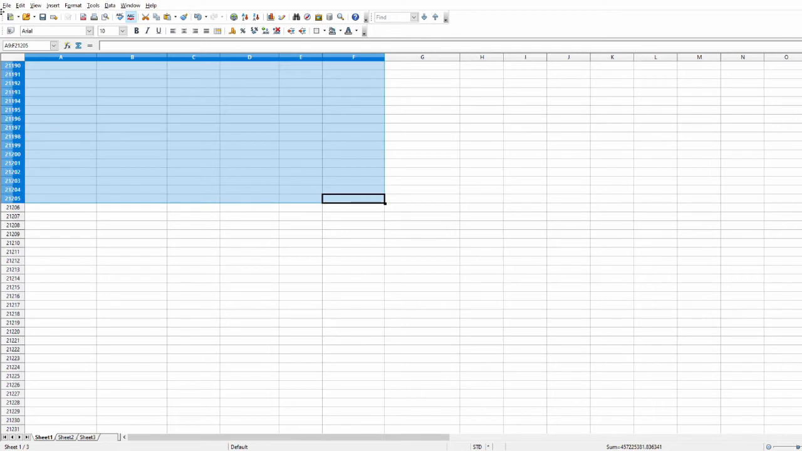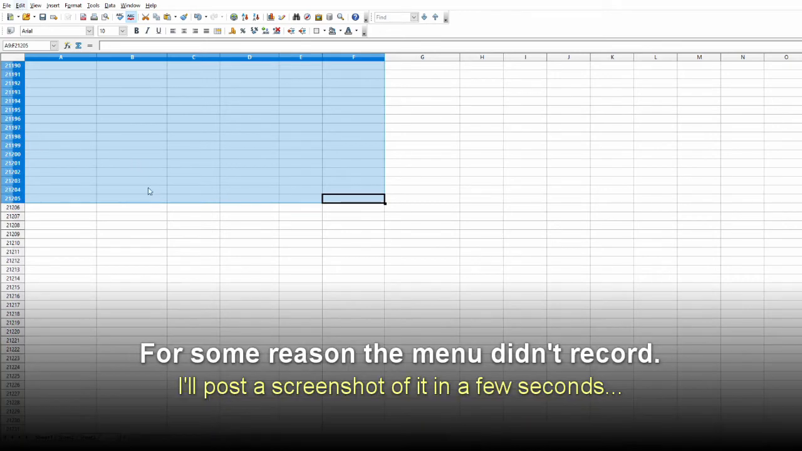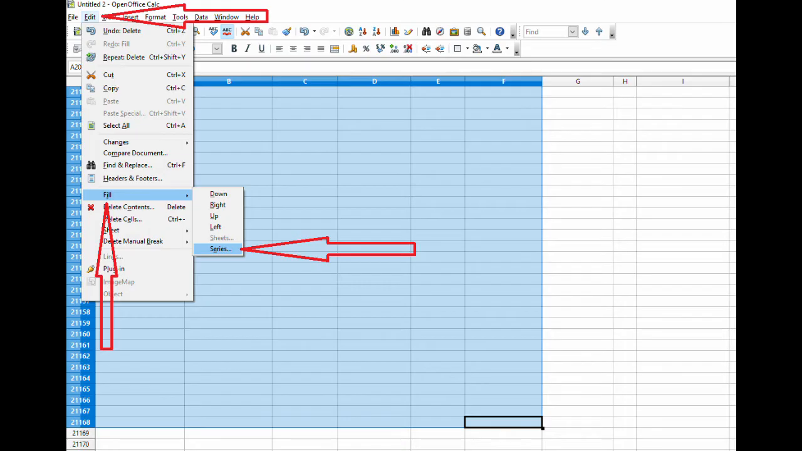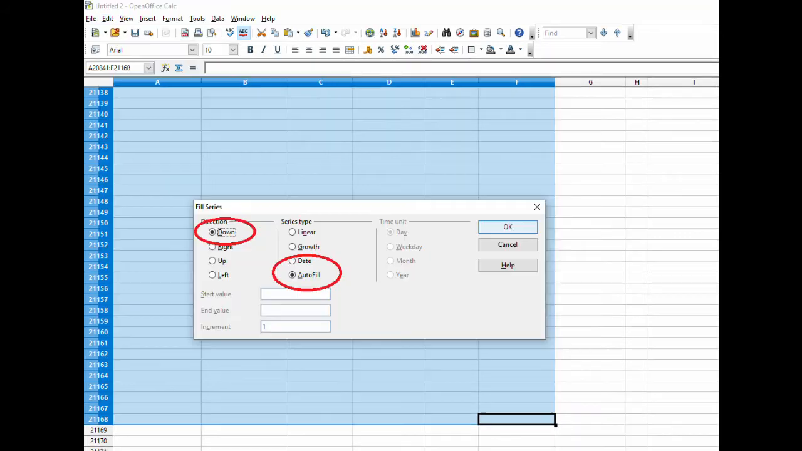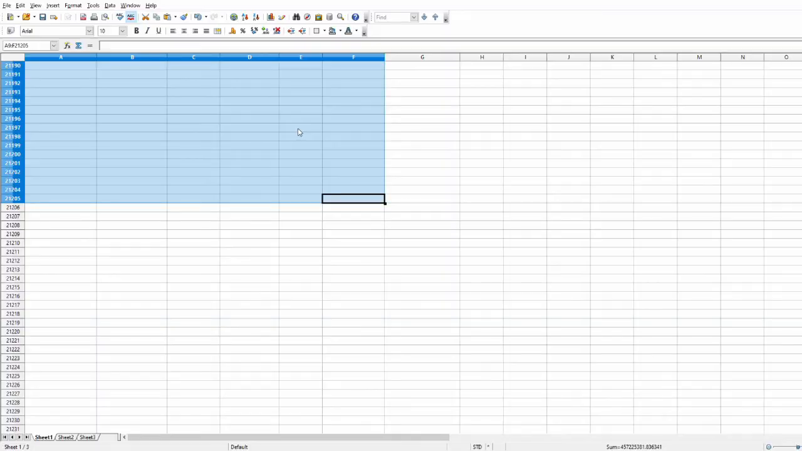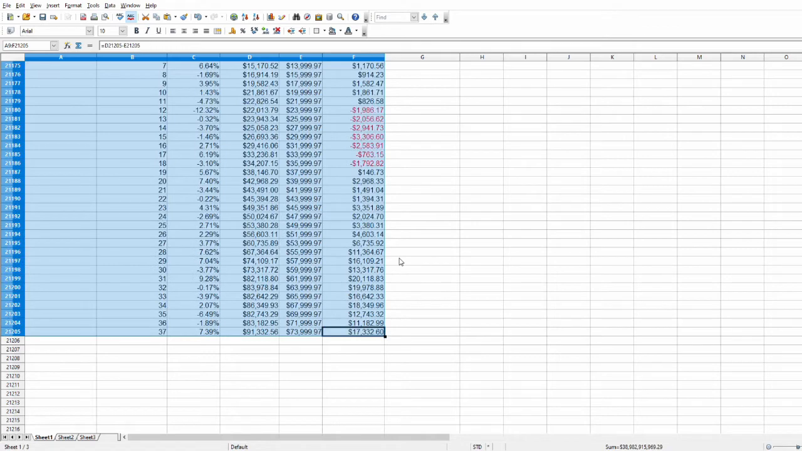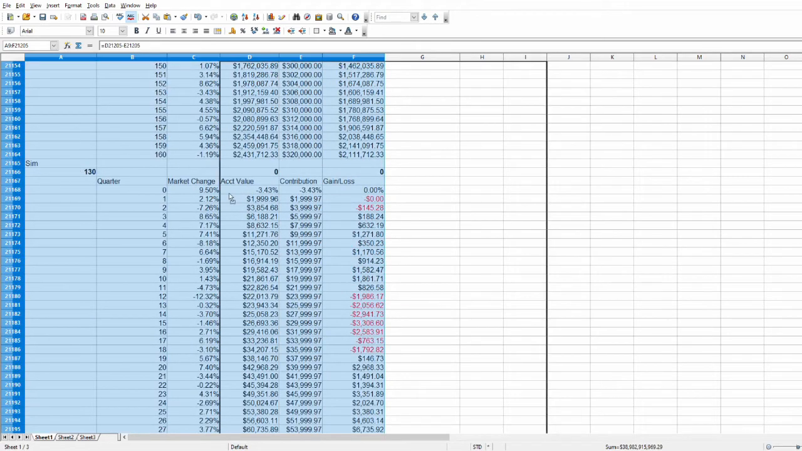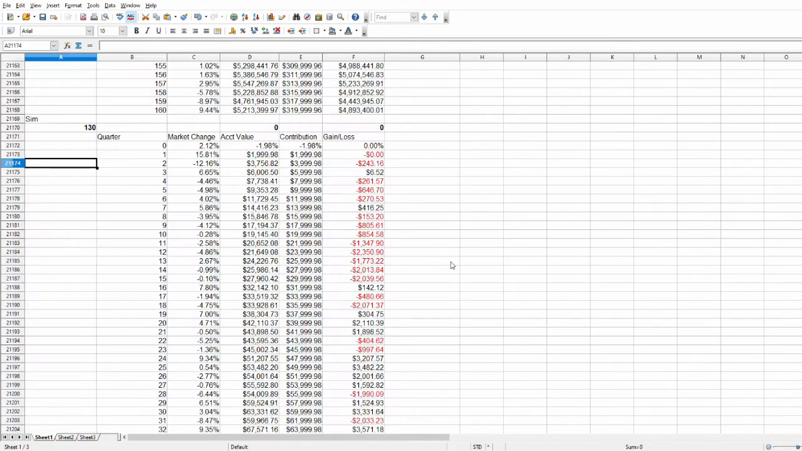And now what I'm going to do is edit. I'm going to go to fill. I'm going to go to series. And I'm going to tell Excel and or OpenOffice, hey, you're smart. Figure out what I'm doing here. So I want to go down. Series type autofill. I'm going to let Excel and OpenOffice figure out what I'm doing. I'm going to click OK. And now this last simulation may not end at 160, and that's fine.